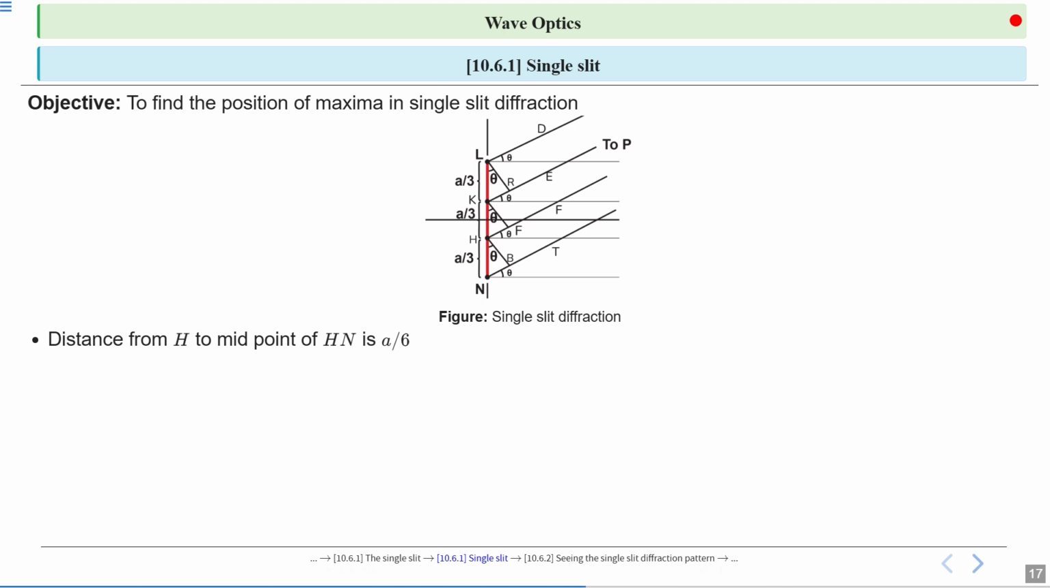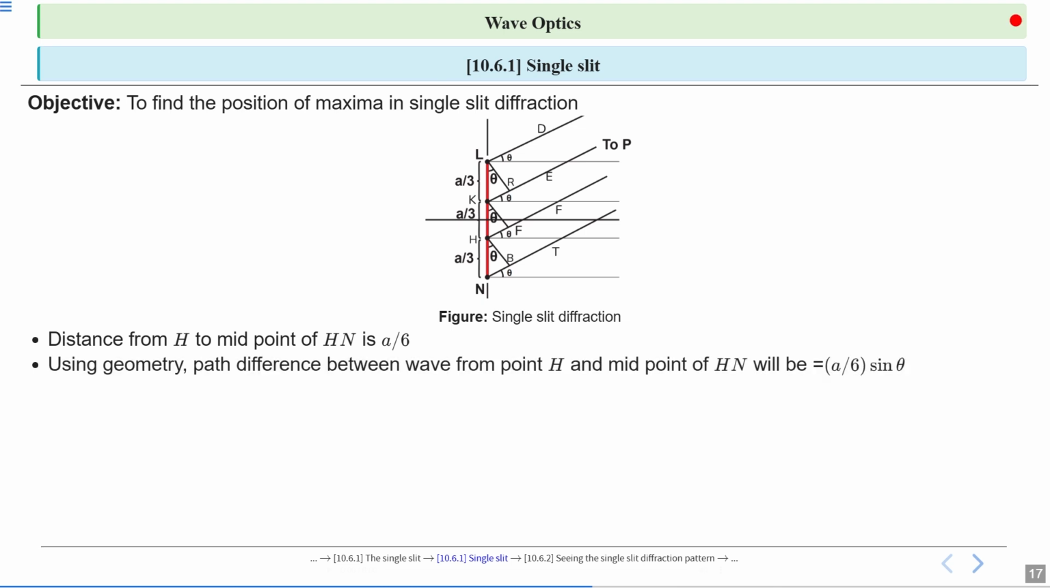Let's consider the distance from H to the midpoint of HN. Distance HN is a by 3, so the distance from H to the midpoint of H and N is a by 6. Keep in mind that this distance will help us calculate the path difference between the waves. So what is the path difference between the waves originating from H and the midpoint of H and N? The distance between point H and the midpoint is a by 6, so the path difference will be a by 6 sine theta.